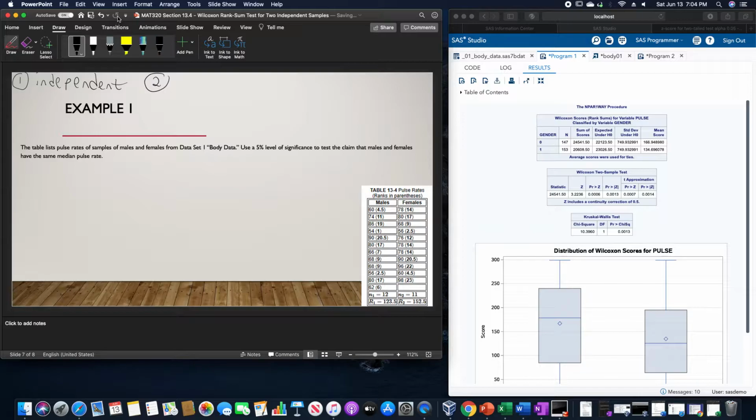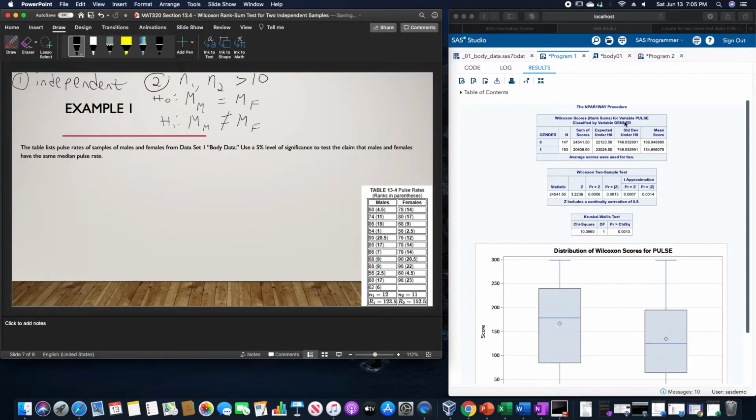The sample sizes are both greater than 10, with 12 and 11. So because of that, it's going to be approximately normal. The null hypothesis for this is that the median pulse rate of males is equal to the median pulse rate of females. And the alternative is that the median pulse rate of males is different from the median pulse rate of females. So the median pulse rate of males is not equal to the median pulse rate of females.